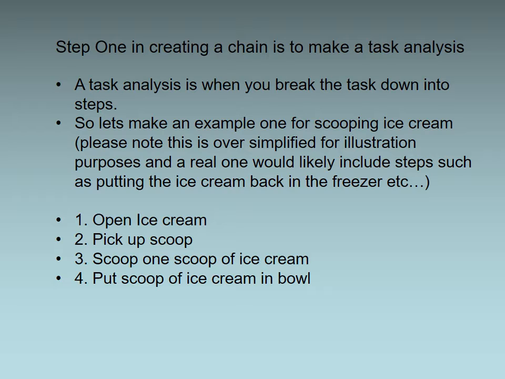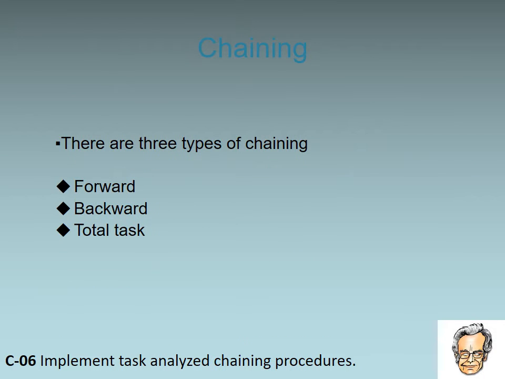1. Open the ice cream. 2. Pick up a scoop. 3. Scoop 1 scoop of ice cream. And 4. Put scoop of ice cream in bowl. This task analysis, while oversimplified, is 4 steps. We will be using this to illustrate 3 types of chaining. There are 3 types of chaining: forward chaining, backward chaining, and total task.